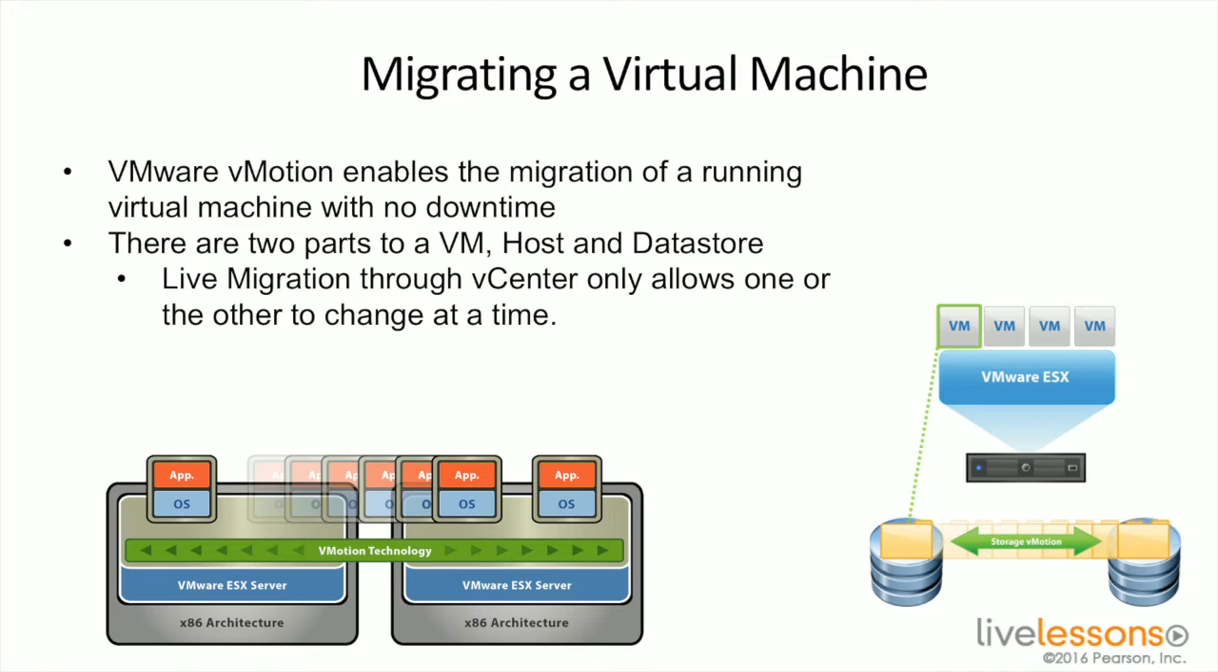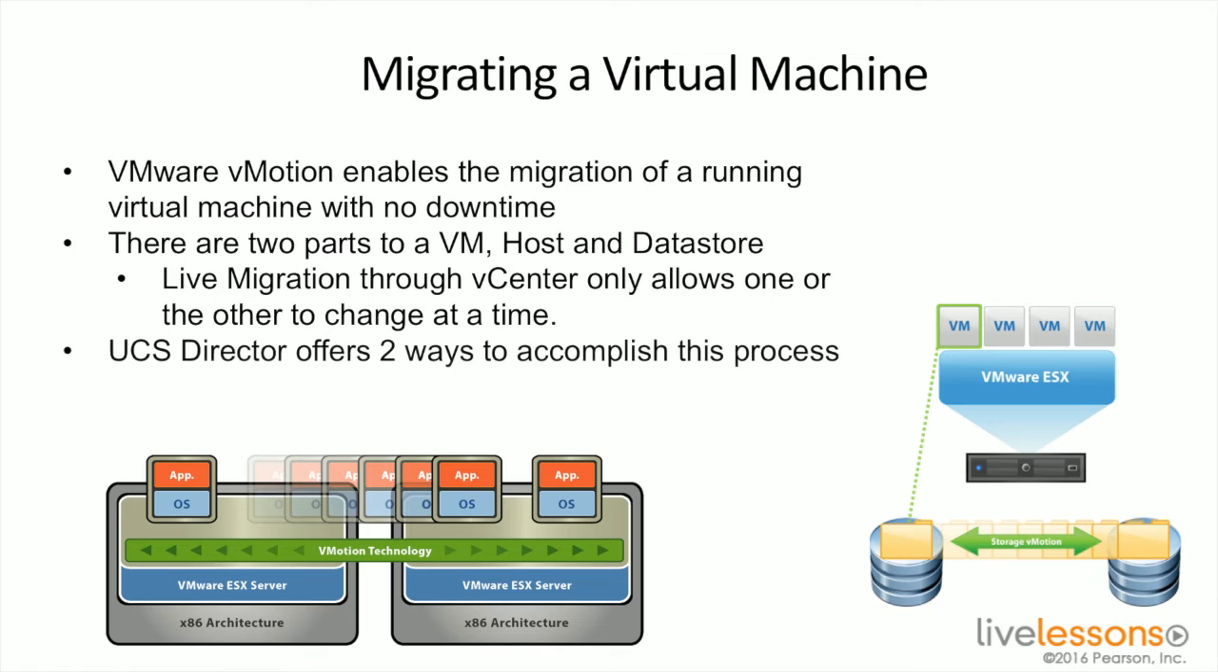Typically, when you do live migration through VMware's vCenter, you're only allowed to move one or the other at a single time. That can be a challenge, and it takes a number of extra steps to completely move one virtual machine and its data store to another host.